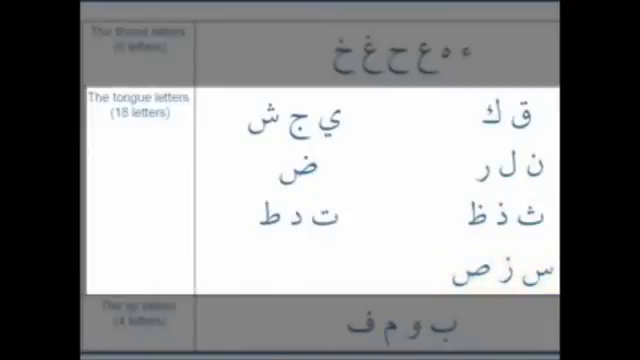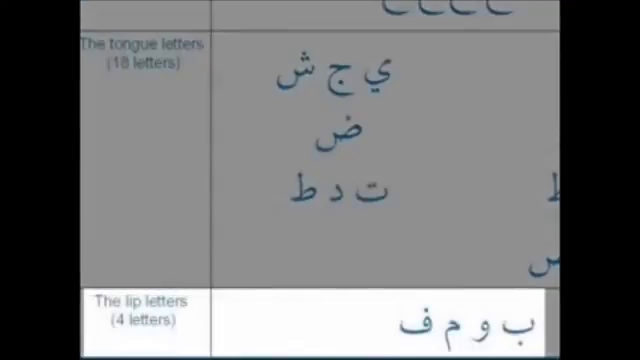Again, they're actually grouped according to where they come from. Even though they're all using the tongue, the qaf and the kaf come from one area, the ya, jim, sheen all come from one area, the noon, lam, ra come from one area, the dad is on its own in the way it's pronounced, the tha, dhal, and dha come from one area, the ta, dal, and ta come from another area, and the sin, the za, and the sad all come from one area.